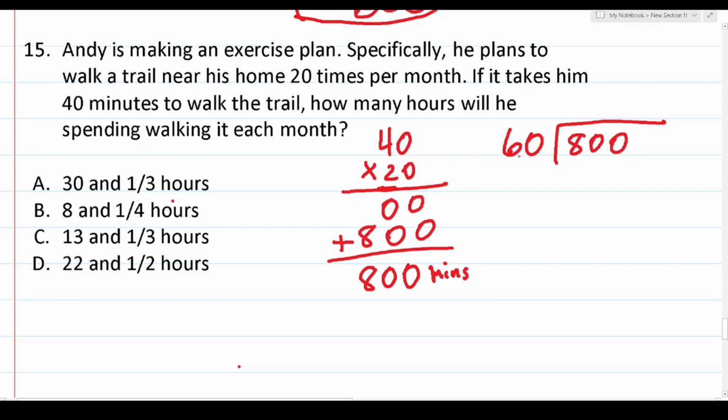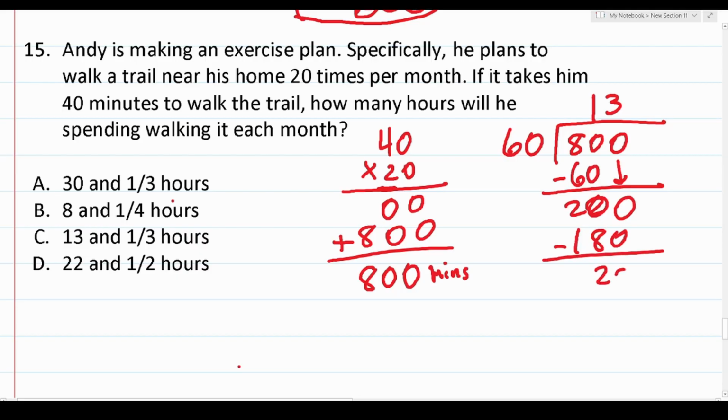Question is, how many times does 60 go into 8? It doesn't. How many times does 60 go into 80? That's going to be 1 time. 60 times 1 is 60. Again, 80 minus 60 is 20. And now we can drop down this 0. And the question becomes, how many times does 60 go into 200? 60 times 3 would be 180. 60 times 4 would be 240. So this is going to be 3. 60 times 3 is 180. Again, 200 minus 180 is 20.